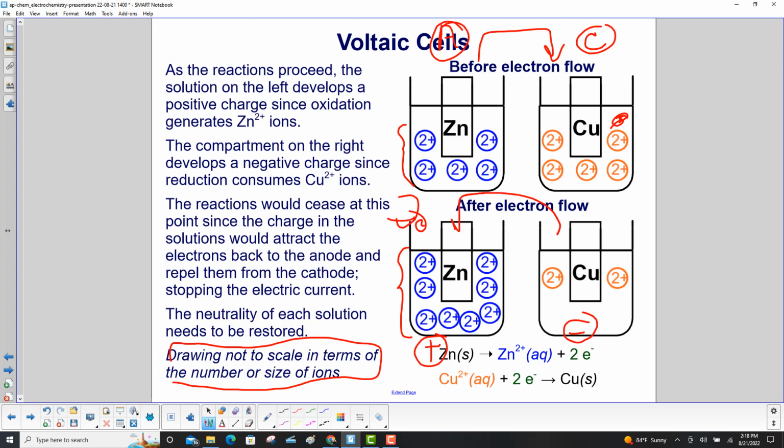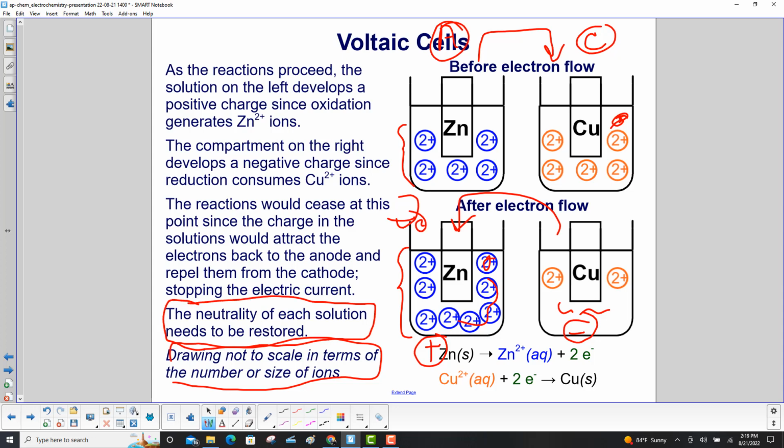The electrons are going to flow right back, because the positive solution over here is attracting the electrons back, and the negative solution over here is pushing them away. So everything stops. What if we wanted to keep going because we're trying to make a battery here?